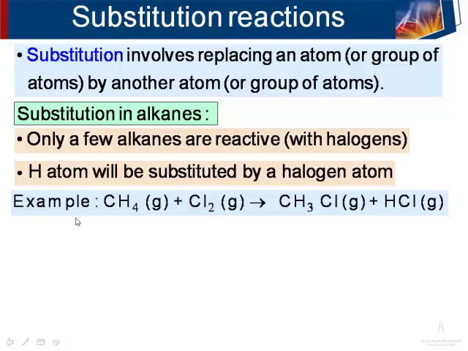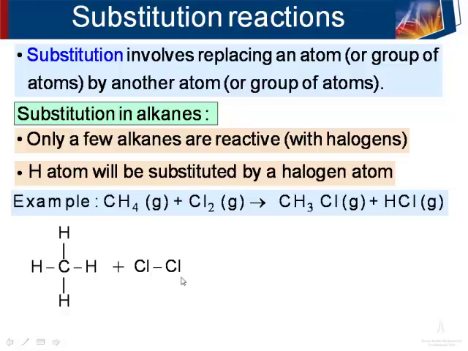An example in this case, we'll look at methane as your alkane, and that's shown by the structural formula below: 1 carbon and 4 hydrogens. Remember, carbon has 4 bonds. And we're going to add the diatomic molecule of chlorine, the halogen chlorine, and it exists as a diatomic molecule, 2 atoms. Diatomic, 2 atoms.